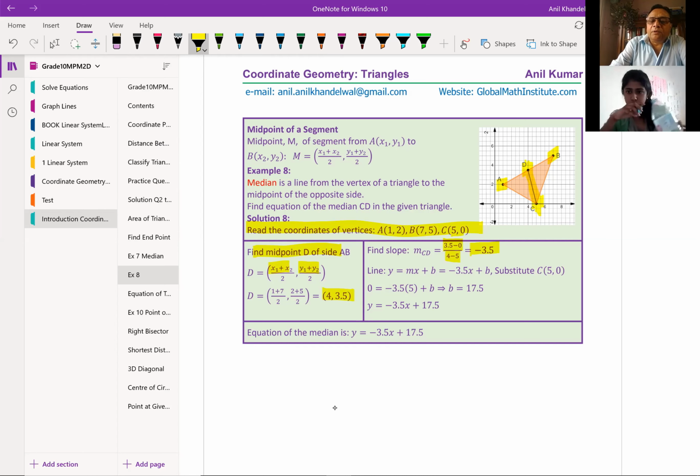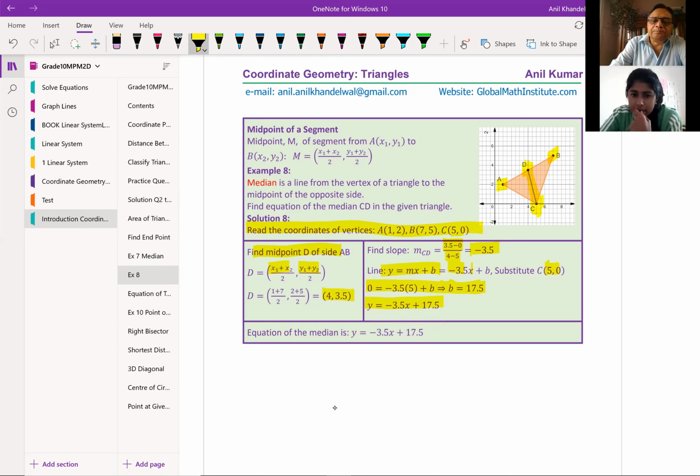So you can use the formula y equals mx plus b, substitute the slope, and one of the points, that better point, is C itself. Substitute 5 and 0 for x and y to find the value of b. So 5 and 0 gives you b as 17.5. So the equation of the median is y equals minus 3.5x plus 17.5.